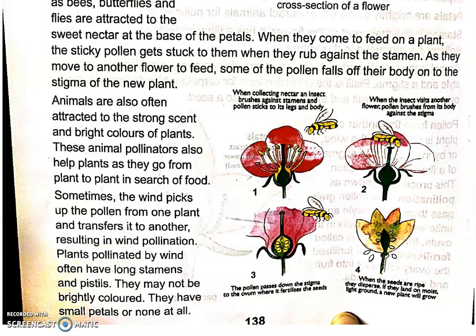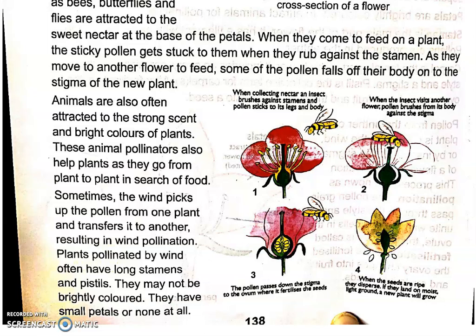Now, animals are also often attracted to the strong scent and bright colors of plants. These animal pollinators also help the plants as they go from plant to plant in search of food. Now, some animals like to eat the plants, or they like to eat the leaves of the plants, for example, goats or cows. So while grazing also, they pollinate just the way bees or insects do.